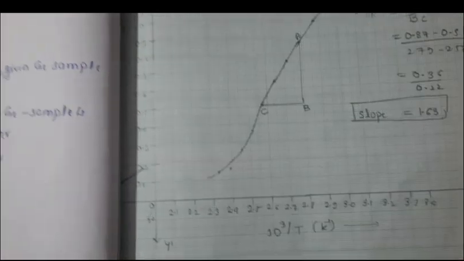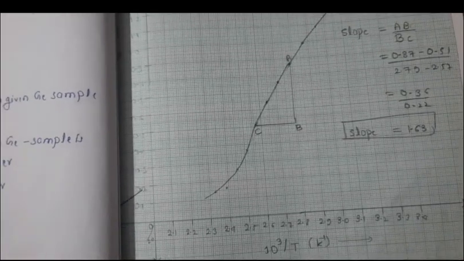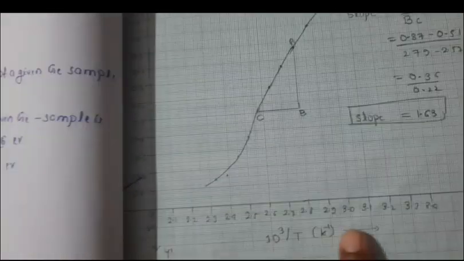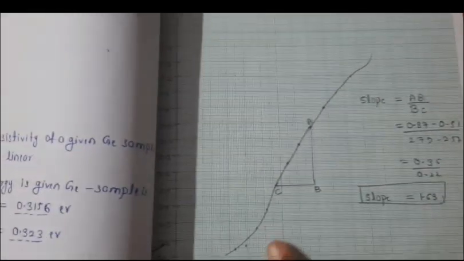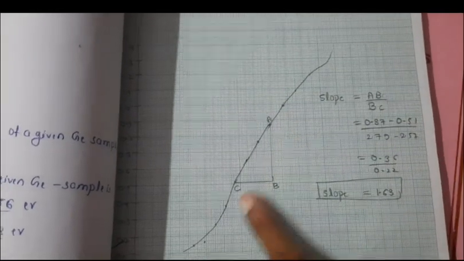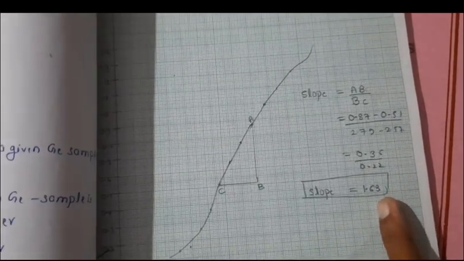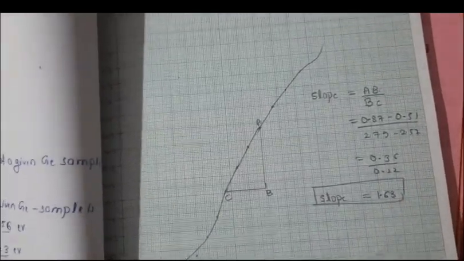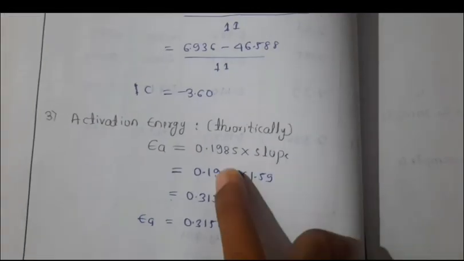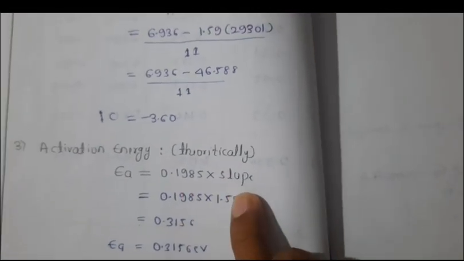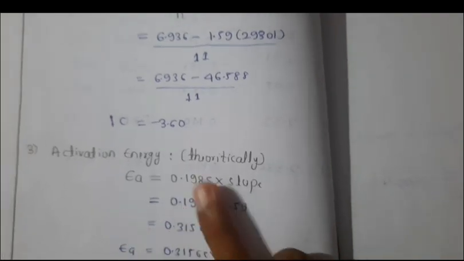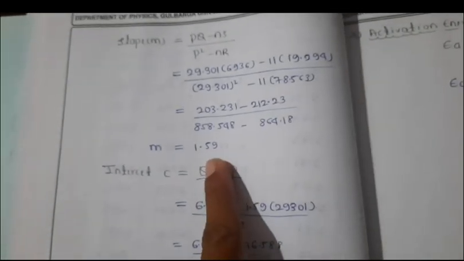First you have to plot the graph of temperature versus log of resistivity. Once you plot the graph, you will get almost a straight line. Take the slope of that. The slope obtained here is 1.63, and you calculate the activation energy using the formula 0.1985 into slope. Here from the LSF method the slope is 1.59.